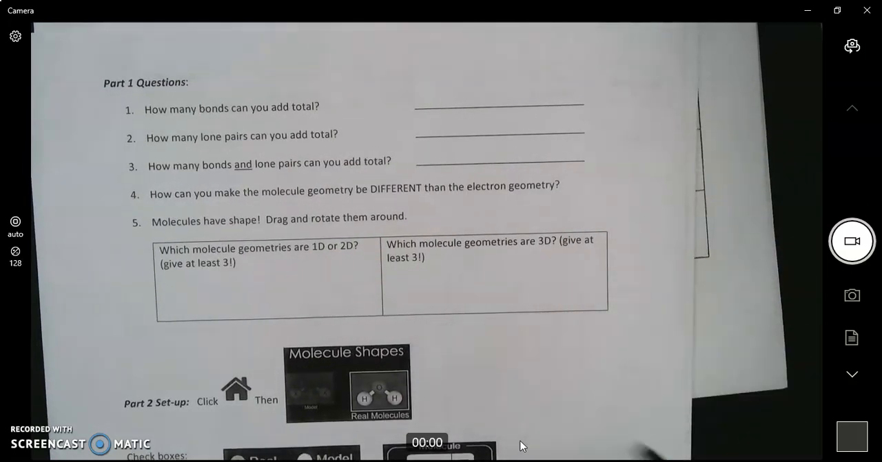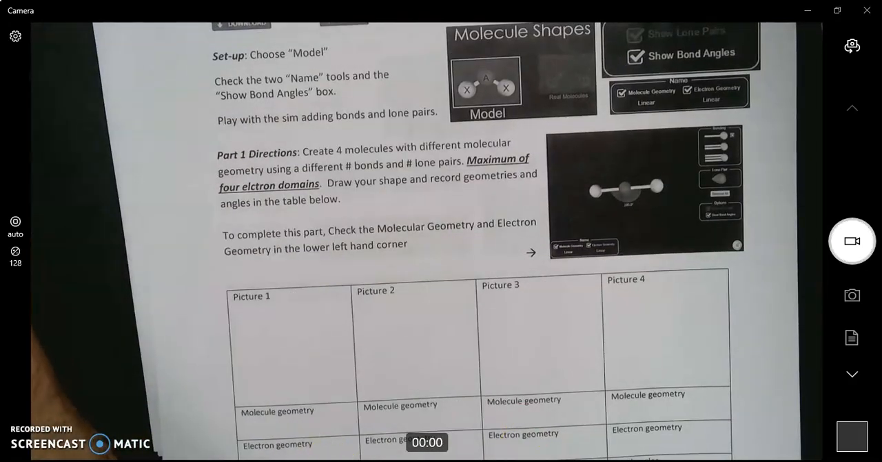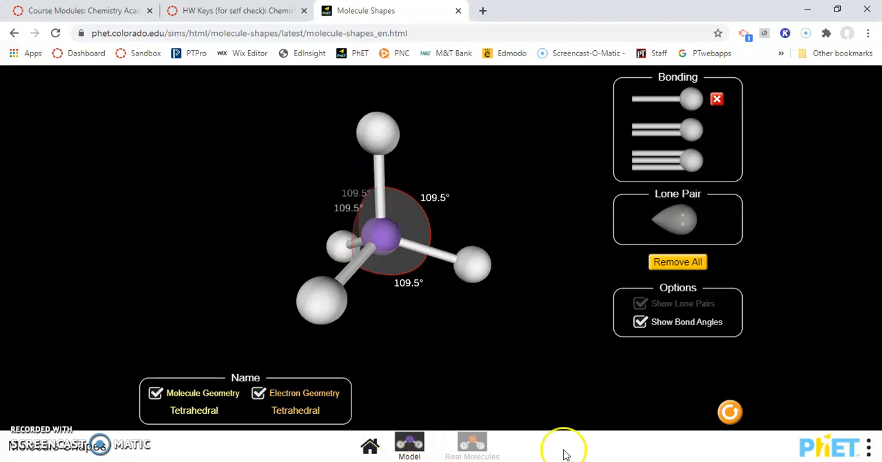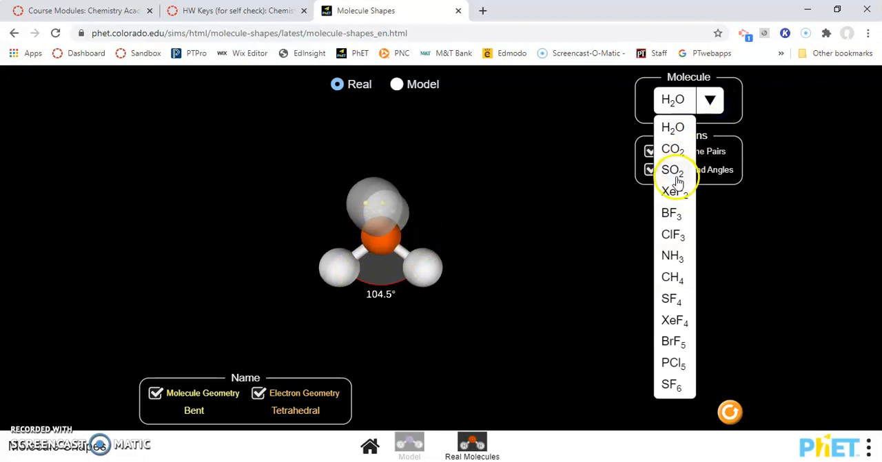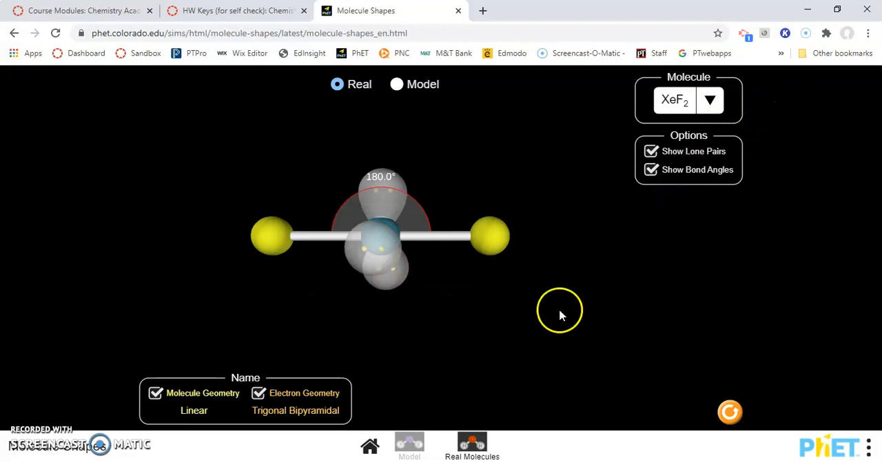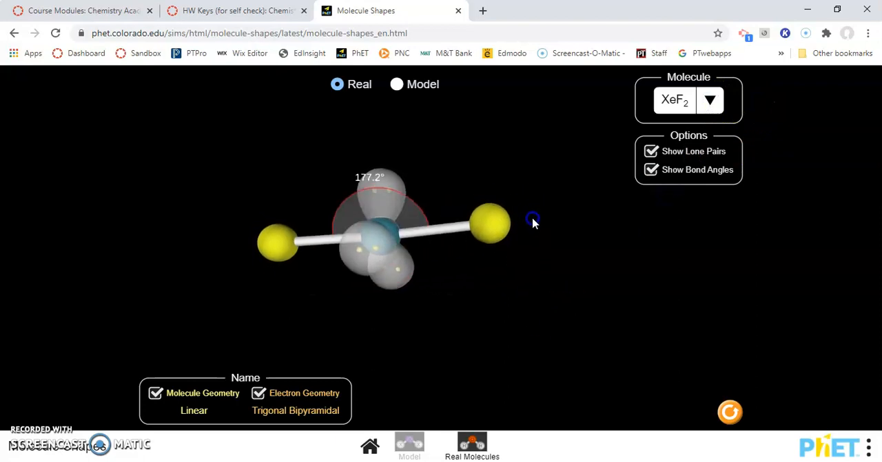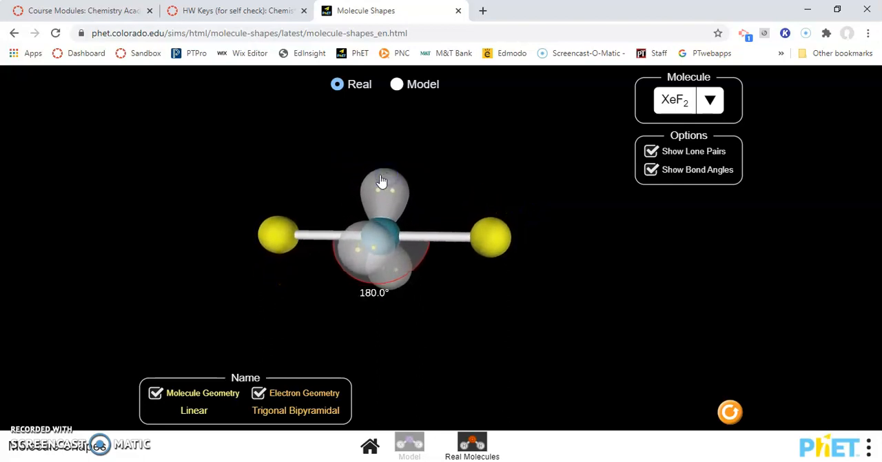When we get into part 2 tomorrow, we'll go into the other end of the simulation, which is if we go to the real molecules, and you can see they're already shown for you. You can click all of the same choices, and now you have your water molecule already done. You have your sulfur dioxide, which is already done. You have some of those odd ones, like this is called a seesaw, okay? And this is a molecule with 5 electron domains, which is not typical. So that's where you'll be working tomorrow as we get into part 2 of the lab.